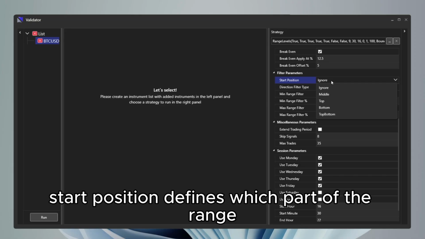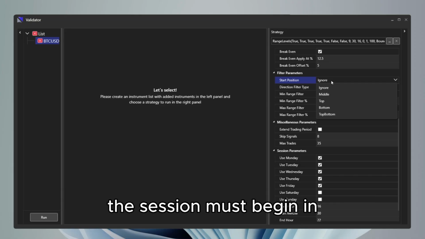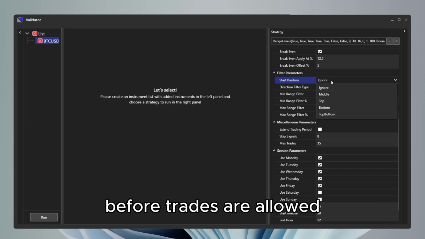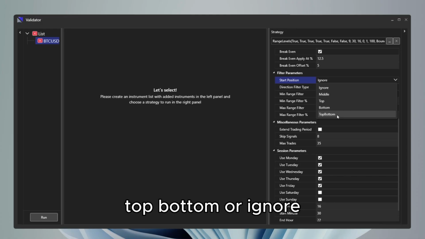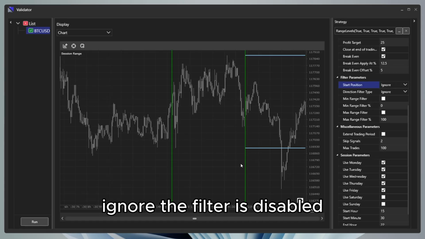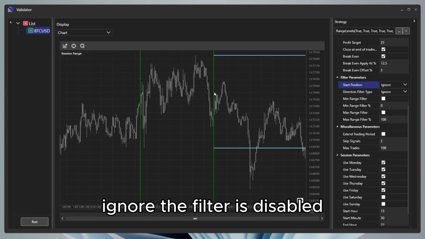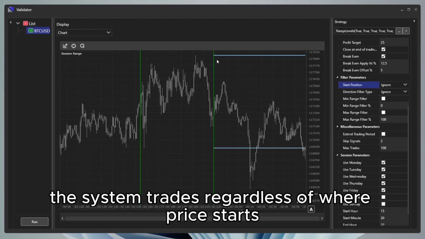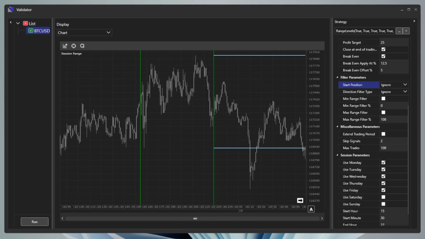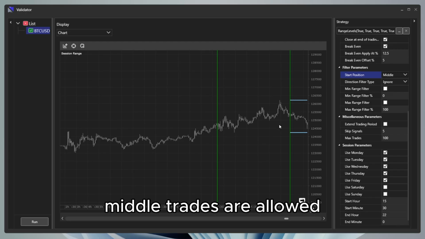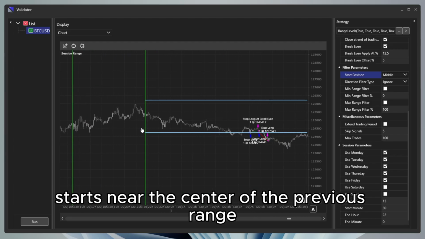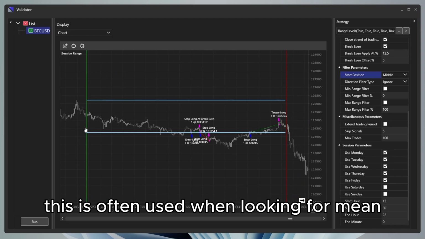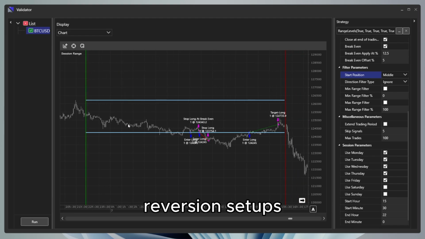Start position defines which part of the range the session must begin in before trades are allowed. You can choose middle, top, bottom, or ignore. Ignore: the filter is disabled. The system trades regardless of where price starts relative to the previous range. Middle: trades are allowed only if the current price starts near the center of the previous range. This is often used when looking for mean reversion setups.